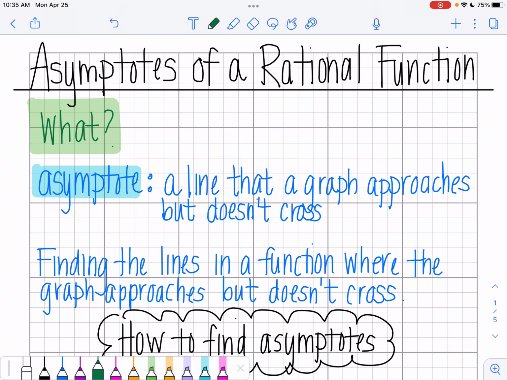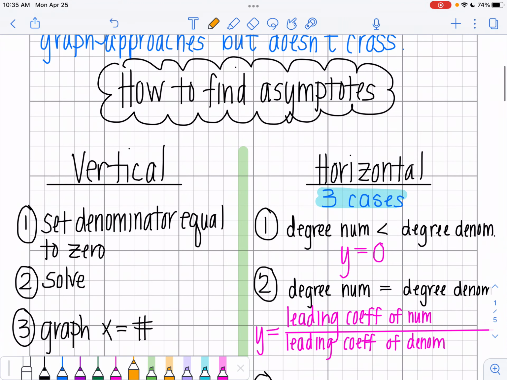And so basically what it means when you're looking at a graph is when you have an asymptote, your graph is going to kind of come down and it looks like it's eventually going to touch that line, but it never will. That's what an asymptote is. So in this video, we're going to talk about finding the lines in a function where your graph approaches but doesn't cross. So how do you find asymptotes?